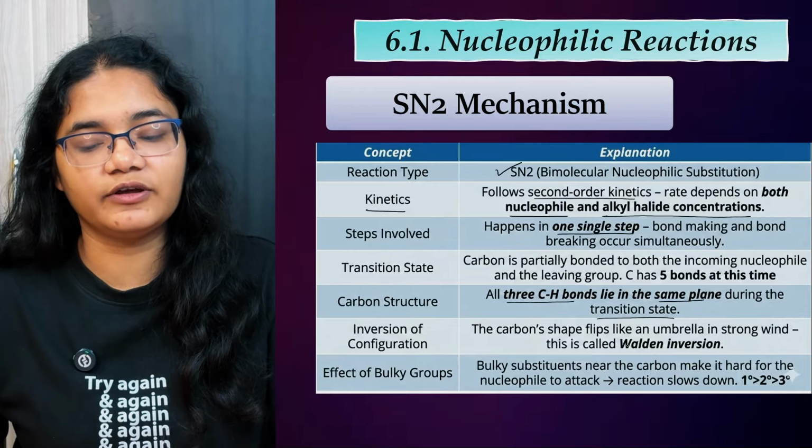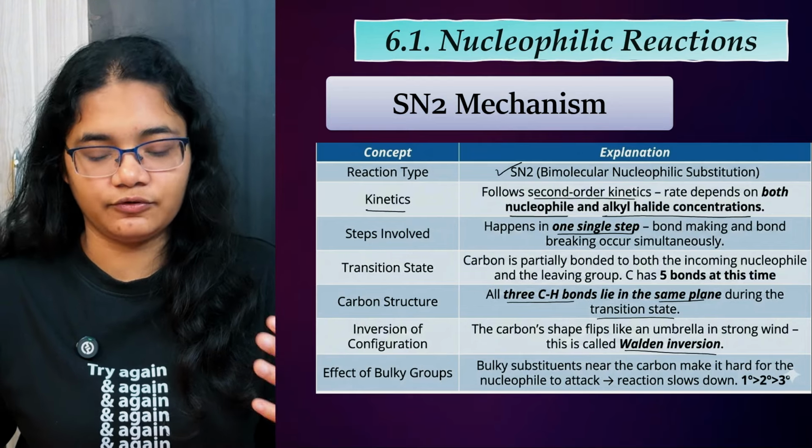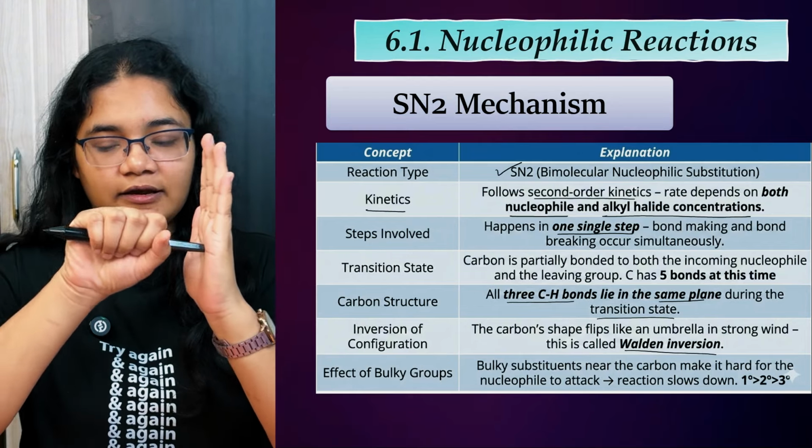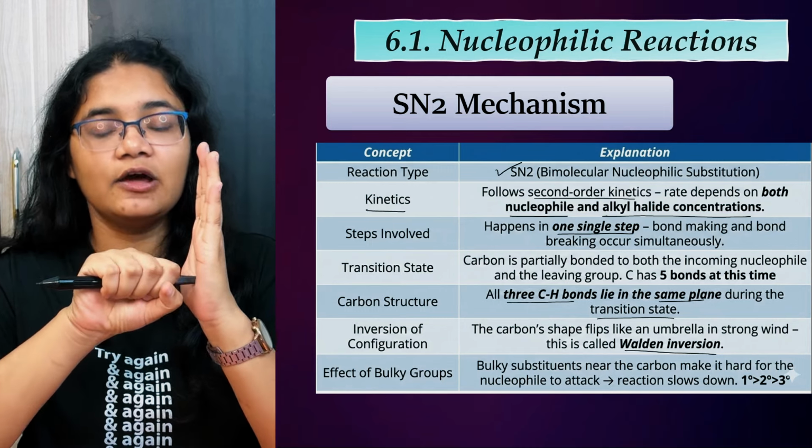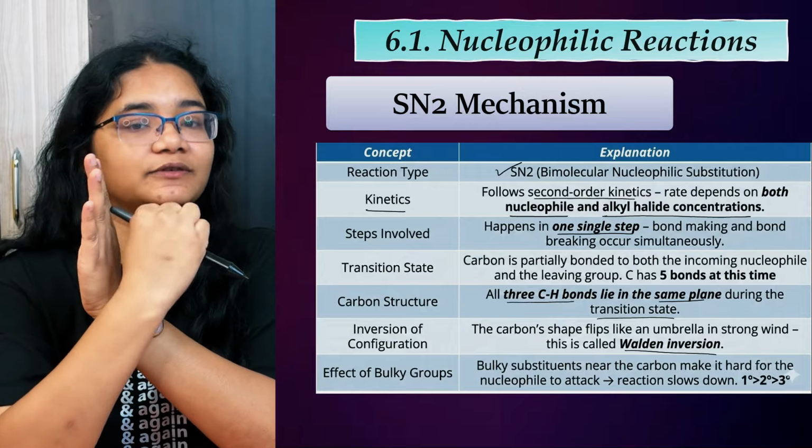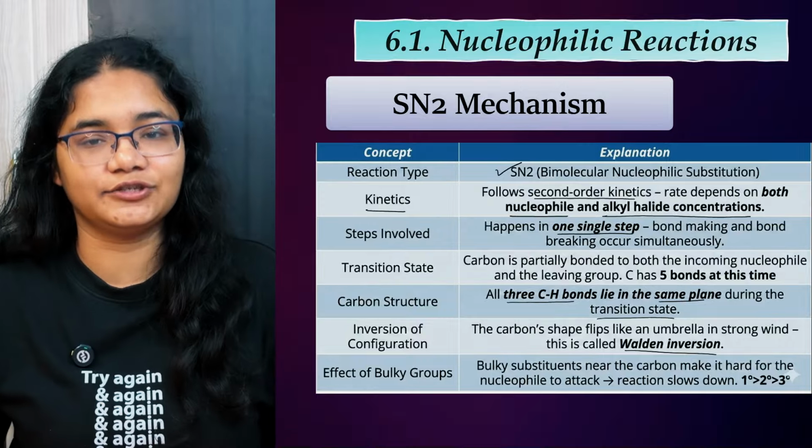Now inversion of configuration takes place, that is Walden inversion. So if you see in the reactant, the leaving group or the halogen is attached on this side, and in the product the nucleophile will attack on the opposite side. Okay, so that is how inversion of configuration takes place.